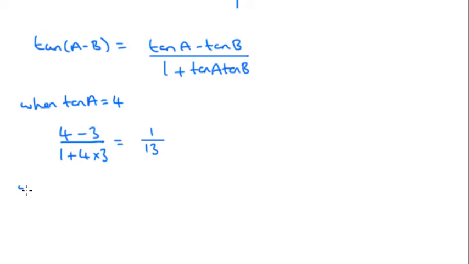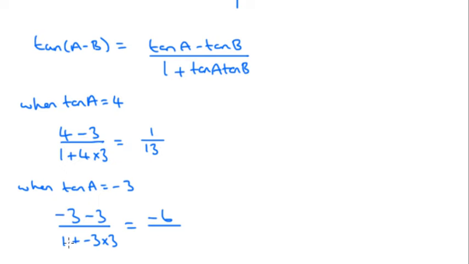But when tan a is our other possible value, negative 3, we're going to have negative 3 take away 3 over 1 plus negative 3 times positive 3. And that's going to come out at minus 6 over 1 minus 9, so that's negative 6 over negative 8. So that cancels down to 3/4. So those are our two final answers, 1/13 or 3/4.